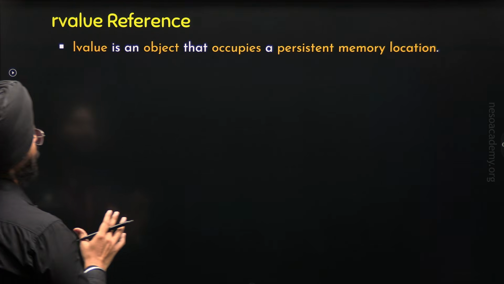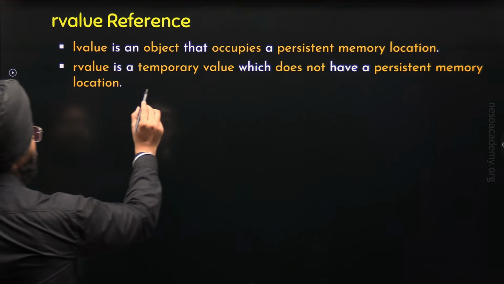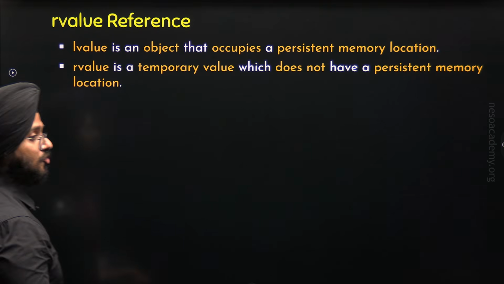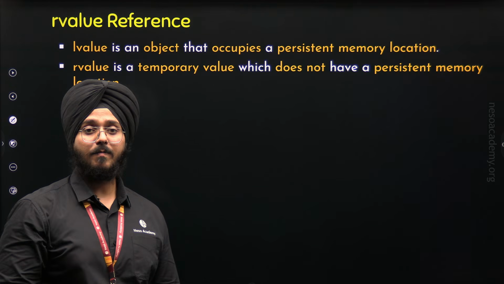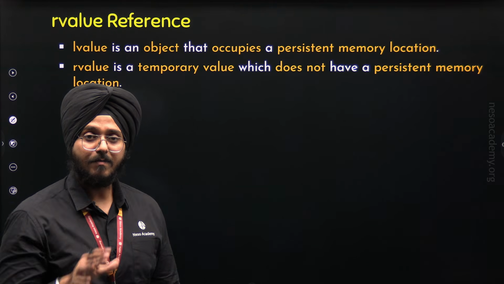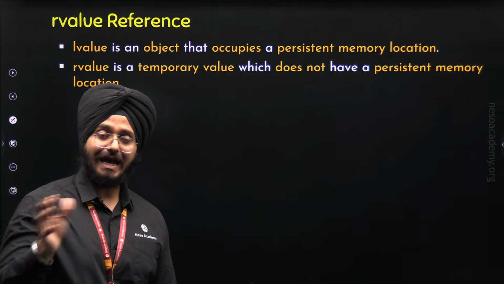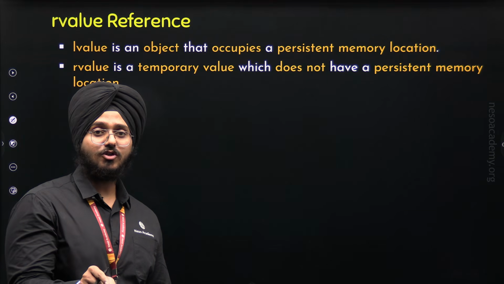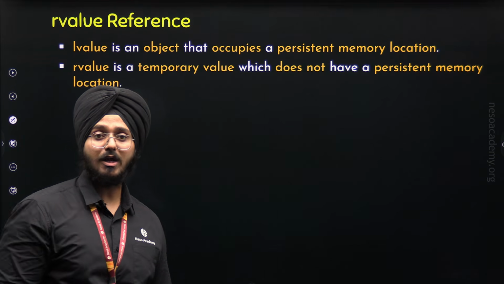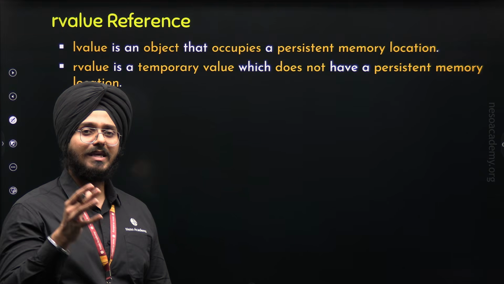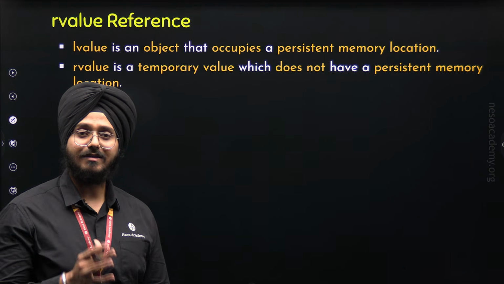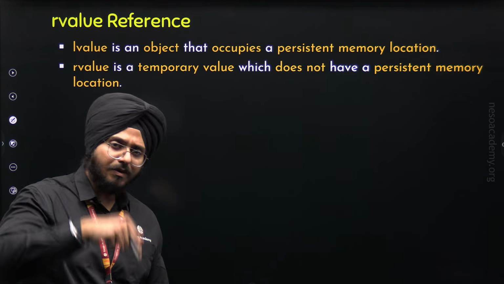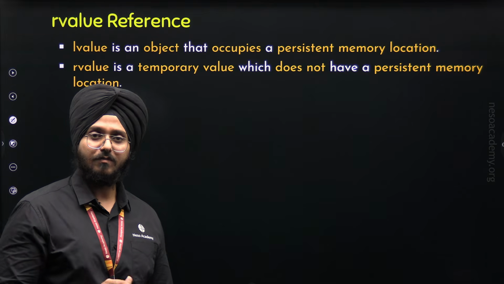Now, what is rvalue? Rvalue is a temporary value which does not have a persistent memory location. So, it has a non-persistent memory location, or a memory location which we cannot directly access in our programs. We cannot access that memory location and we cannot modify that memory location. We cannot store the address of that memory location in some pointer. It is a temporary memory location where the temporary value called rvalue will be stored.